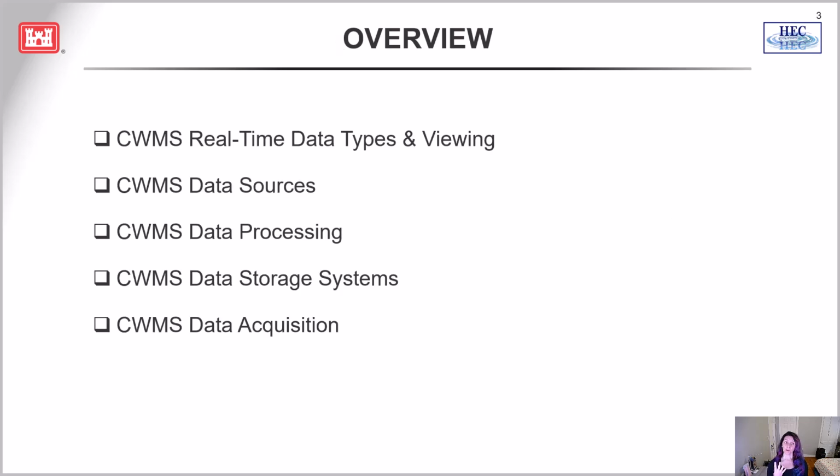So there are going to be 4 presentations total in this. In the previous presentation, we went over the 2 types of real-time data available to SWMS. In this presentation, we're going to go over the data sources in order to get those types. In the 3rd video, we will discuss the processing, both manual and automated, of the data. And in the 4th video, we'll discuss both the data storage systems and the acquisition of that data.